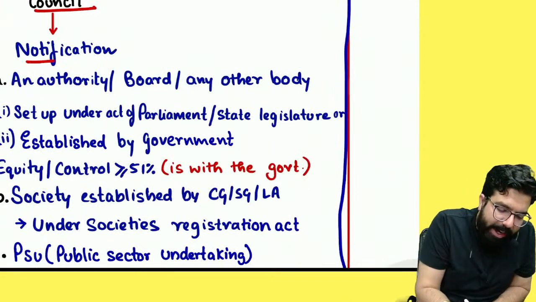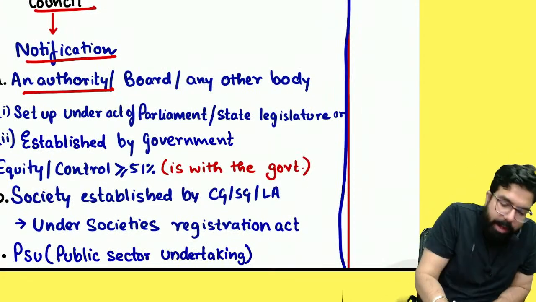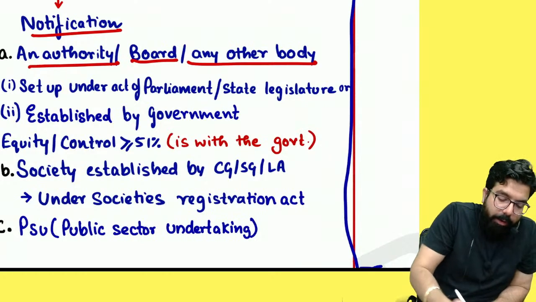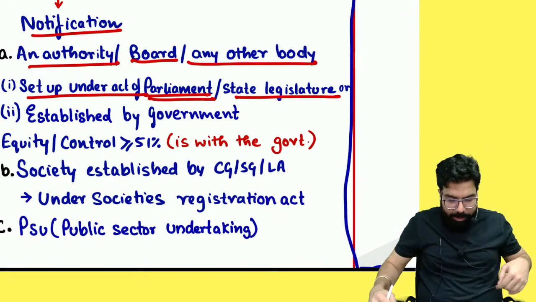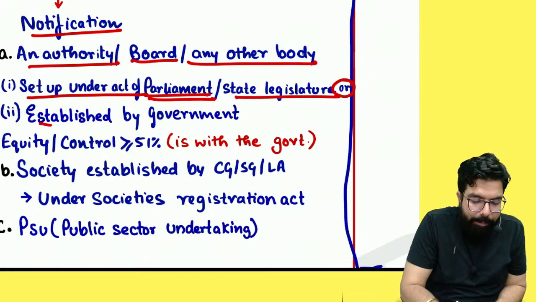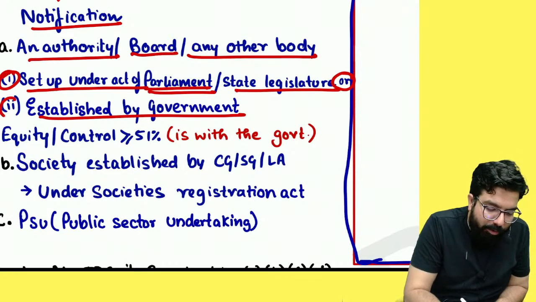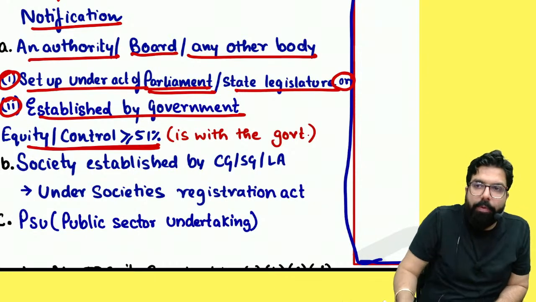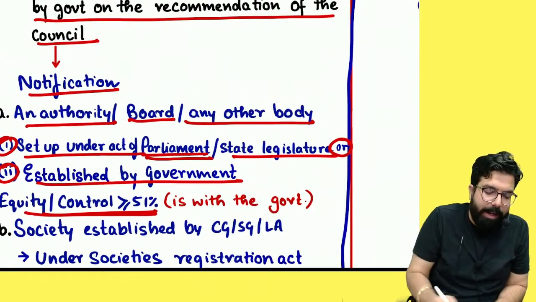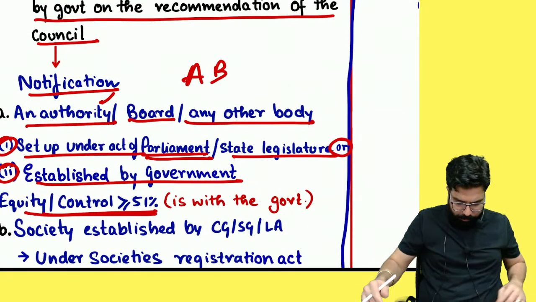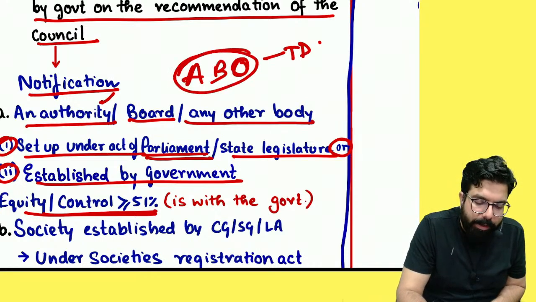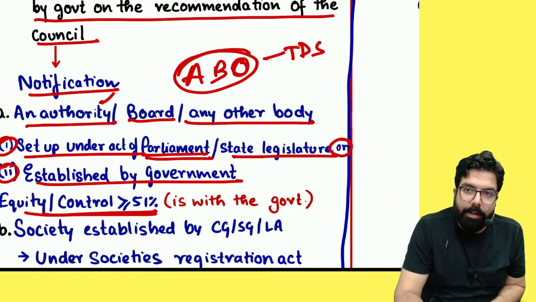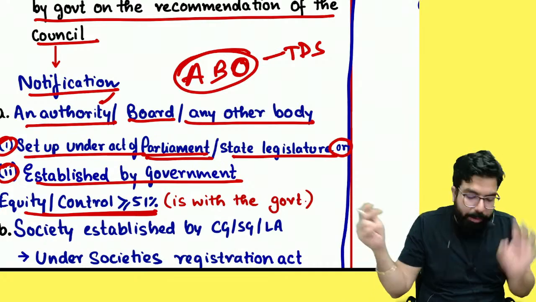Now, you know who are notified? Any authority, any board, any body which is being set up by whom? Act of Parliament or state legislature, or it can be established by the government, and it should have at least 51% control of the government. Then they are telling that authority, board or any other body will also go ahead and deduct what, everyone? TDS. How much TDS is there? 2%. 1% CGST, 1% SGST, but if it's an interstate supply, 2%.